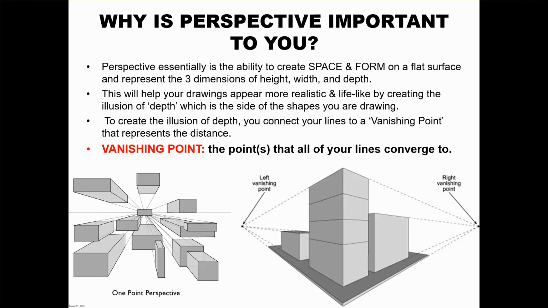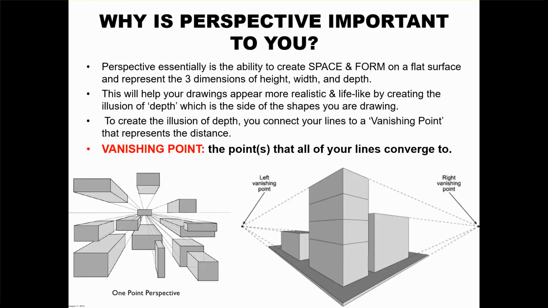So why is this perspective important to you? Well, perspective essentially is the ability to create space, which I just talked about a little bit, and form. Form is really making a shape look 3D. So instead of a square, we want to create a cube. We're talking about height, again, how tall a shape is, going top to bottom, width, how wide a shape is, so going left to right, and depth, meaning how long that shape is.